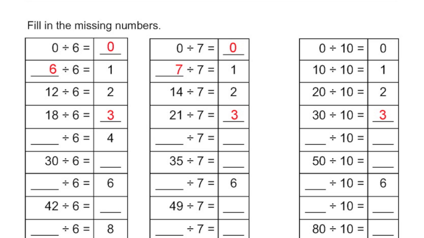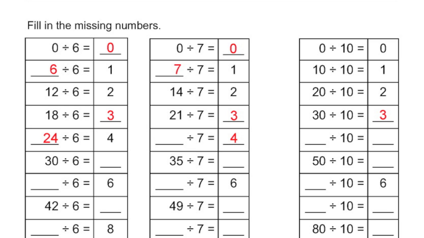So something divided by 6 is equal to 4. Well, think fact families. If something divided by 6 is equal to 4, I should be able to think, okay, so what is 4 times 6? Because that's going to be my answer. And 4 times 6 is 24. So I'm going to go ahead and fill in my 4 there for the next answer.